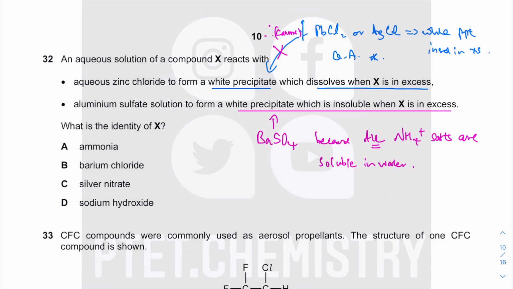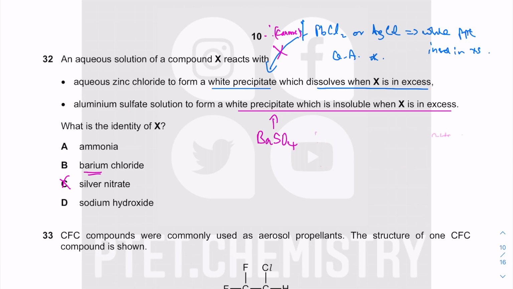So we are looking for barium 2+, I think. Or could it be silver? It cannot be silver because silver chloride is insoluble in excess silver nitrate, so it cannot be that. Can it be ammonia? Let me think. If it is barium sulfate, then I'll get barium sulfate. Sorry, this is not ammonium. This is aluminium. I don't know why I wrote down ammonium.